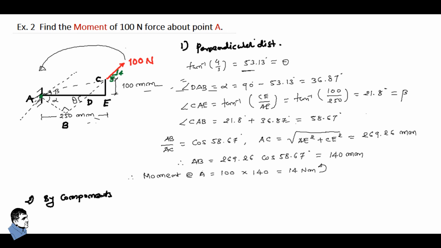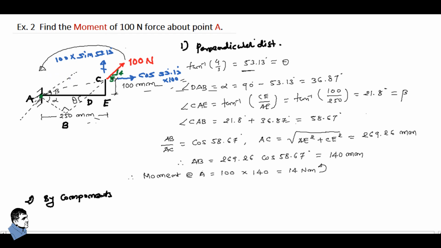So here, the force of 100 Newton, we have to take two components. One is a horizontal one and the second one is a vertical one. So the horizontal one comes out with cos 53.13 degree, and we can write here sine 53.13 degree again, multiplied with this 100 Newton force. So we multiply with the 100 here also.